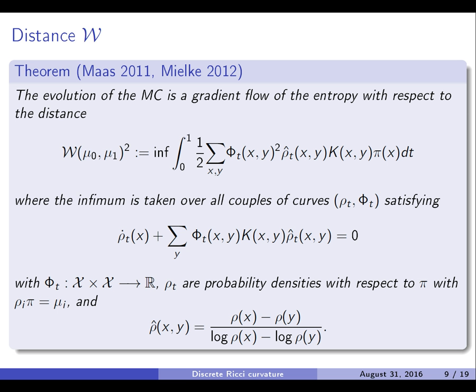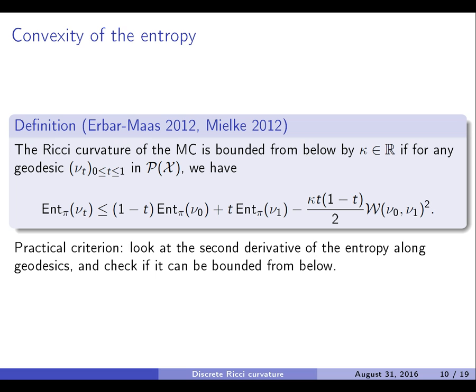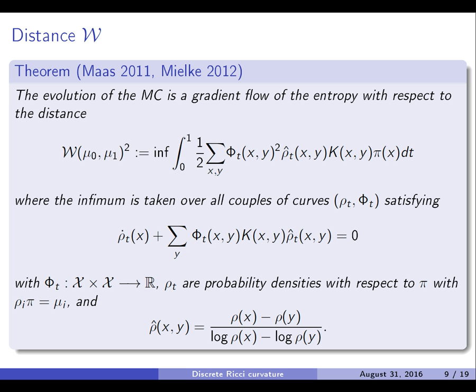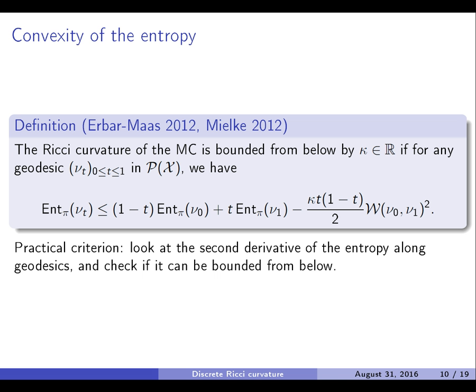Okay, so once we have this distance for which the evolution of the law of the Markov chain is the gradient flow of the entropy, we can take the exact same definition as the continuous setting and say that the curvature of the Markov chain is bounded from below by kappa if, for any geodesic with respect to this curly W distance, the entropy along the geodesic is convex as you go along. And now this distance is indeed geodesic in the space of probability measures, so this makes perfect sense.